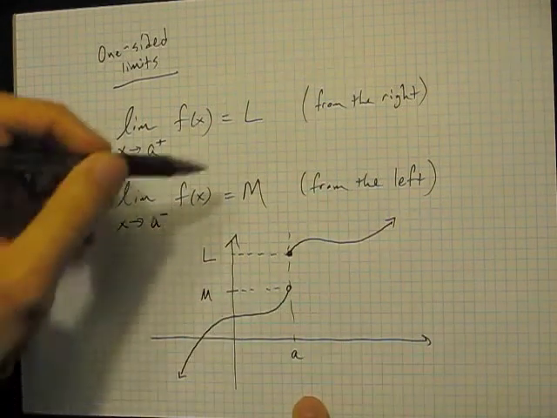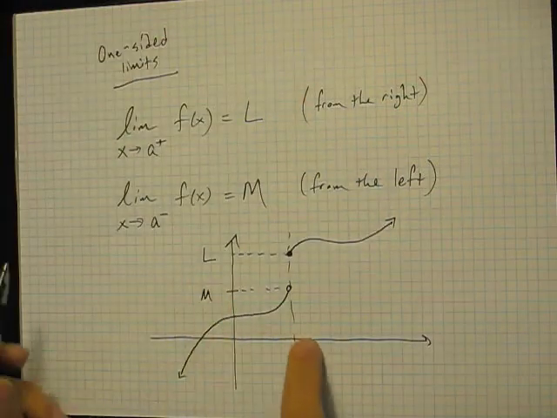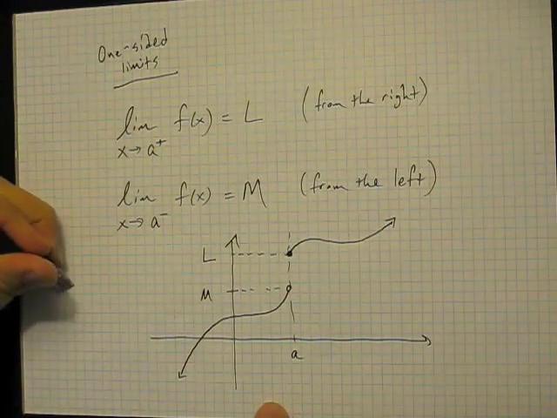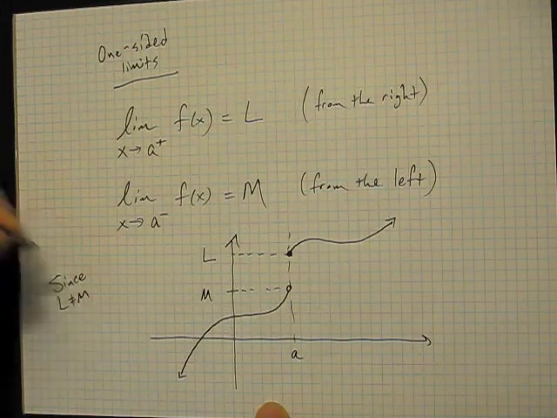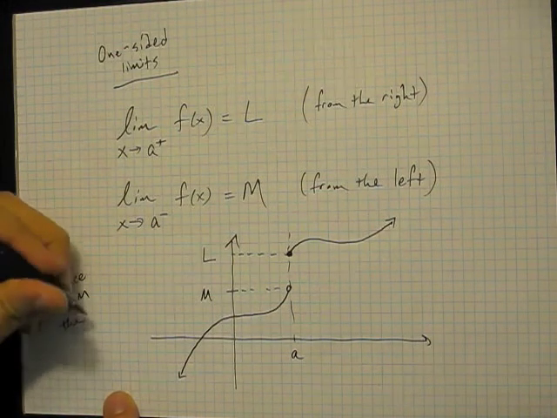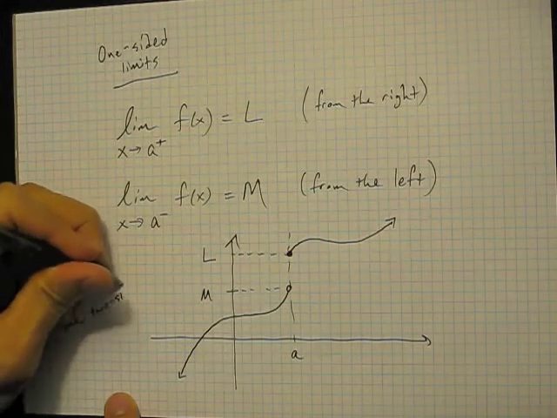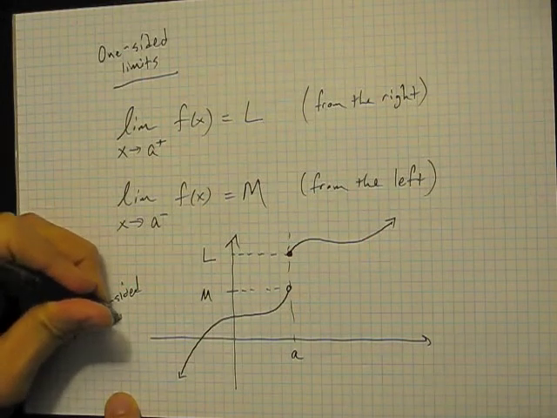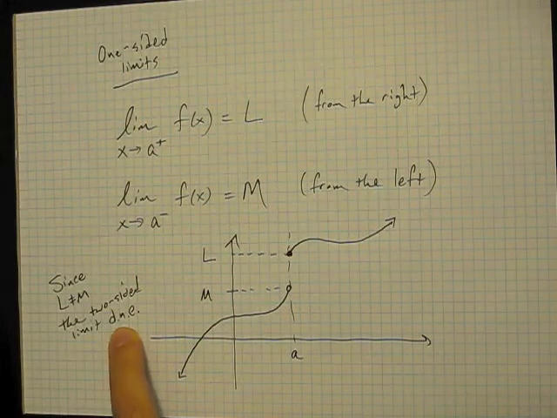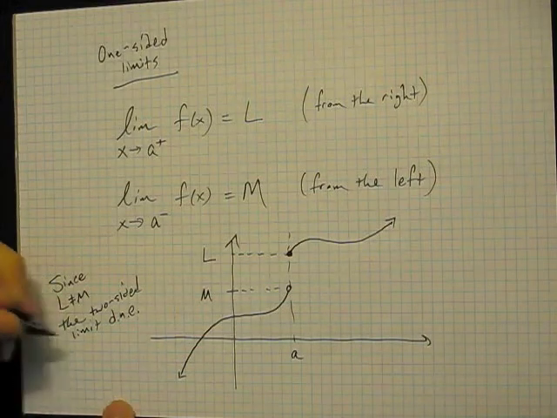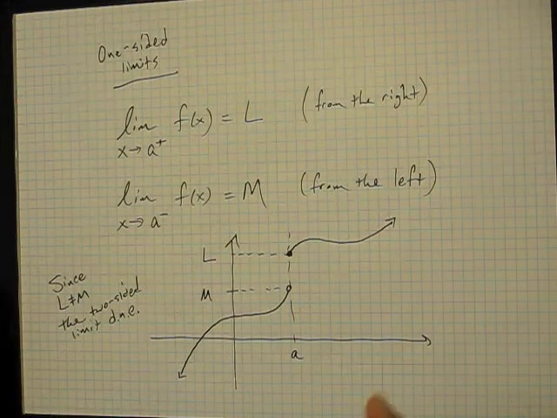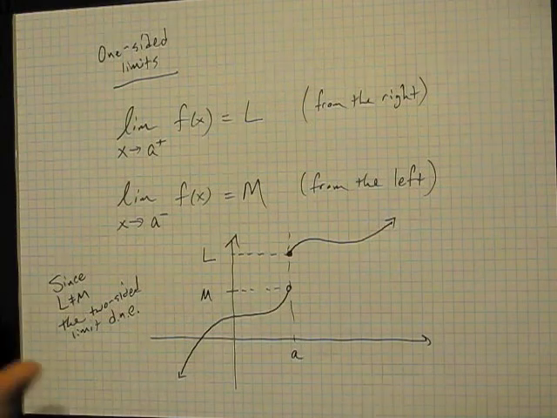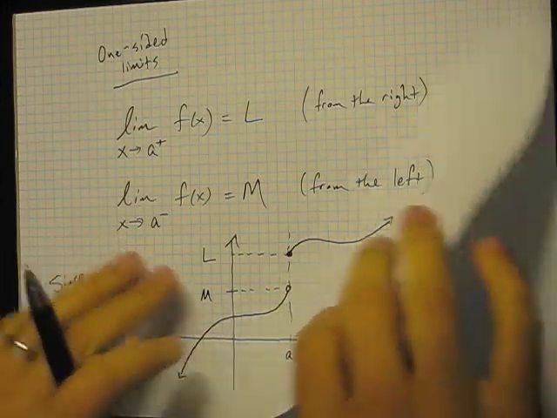All right. And so these are one-sided limits. In this case, since L does not equal M, the two-sided limit doesn't exist. DNE stands for does not exist. In fact, that's a necessary condition for the limit to exist, is that the one-sided limits must exist and be equal to each other.